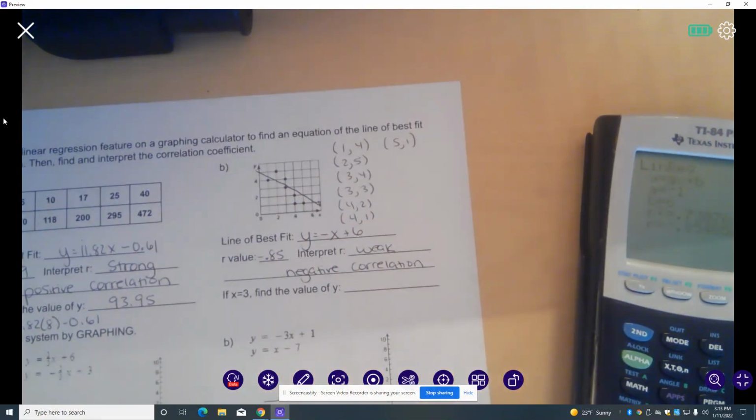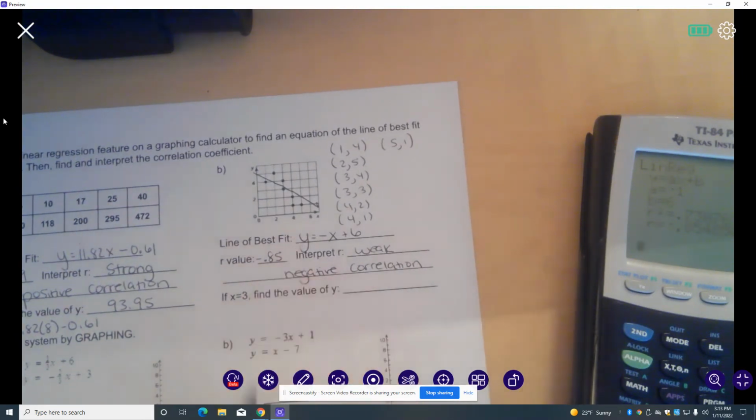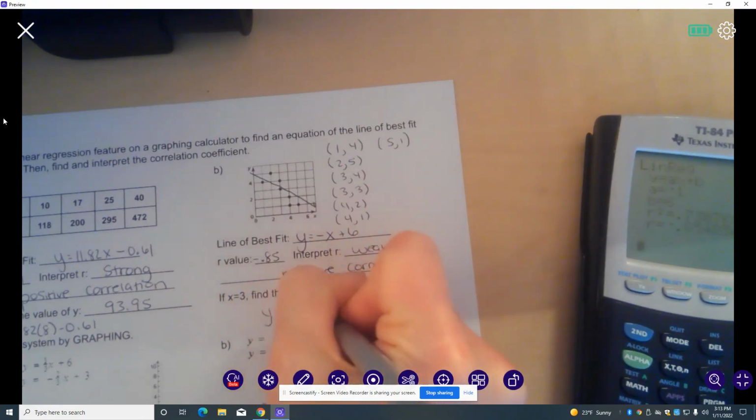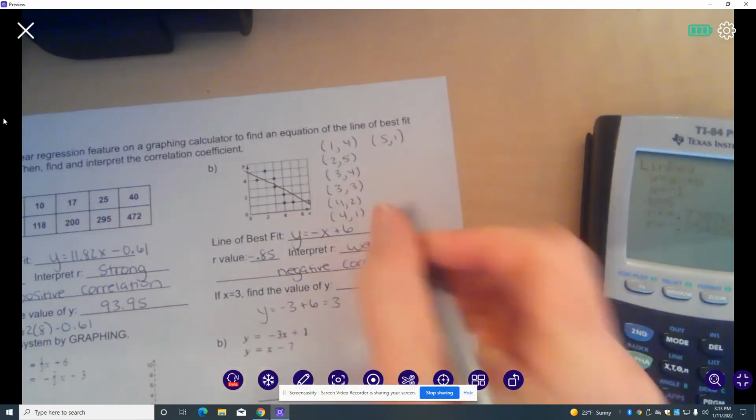If x equals 3, find the value of y. I'm going to use my line of best fit and plug 3 in for x. Okay, so I get 3.